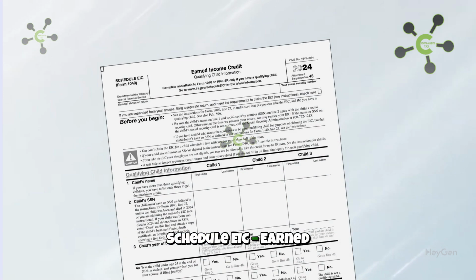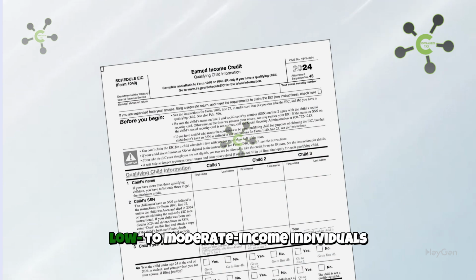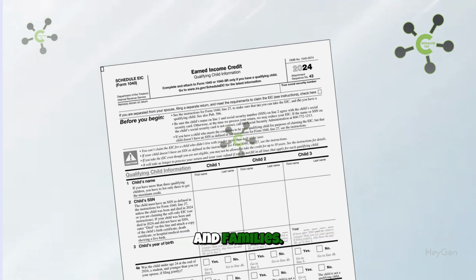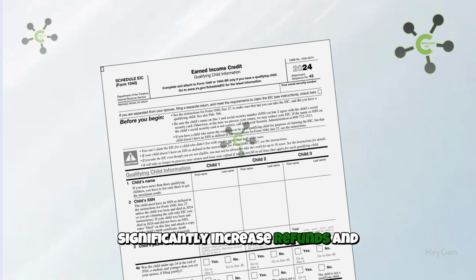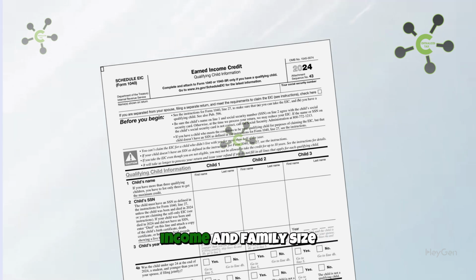Schedule EIC, Earned Income Credit, filed when claiming the Earned Income Credit for low to moderate income individuals and families. This refundable credit can significantly increase refunds and supports those who meet income and family size qualifications.